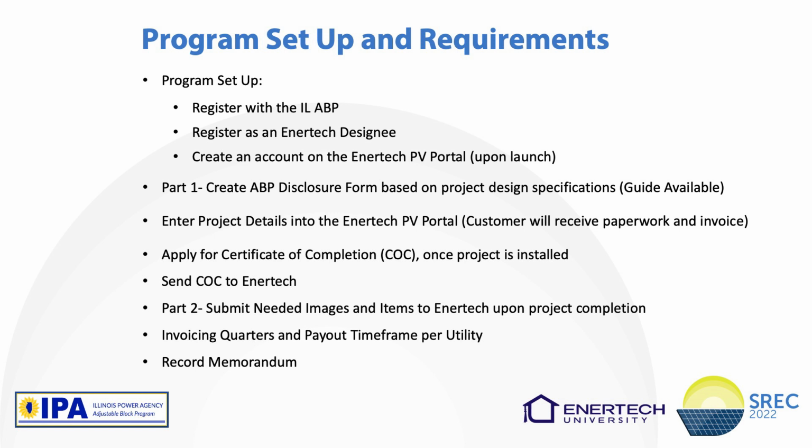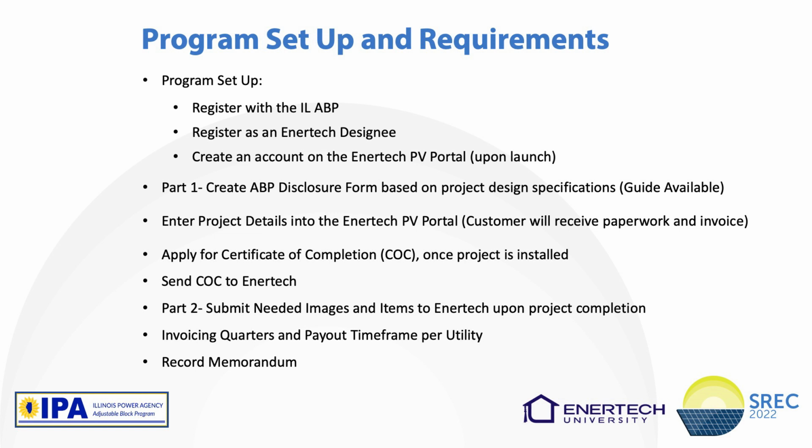You will also need to enter in the project details into the Enertech PV portal, and then the customer will receive the required paperwork to sign, as well as the invoice to get the project batched. You will also need to apply for a certificate of completion once the project is installed through the interconnecting utility company. Once you receive the certificate of completion from the interconnecting utility, you will want to send that to Enertech so that we can get the details entered into the system.